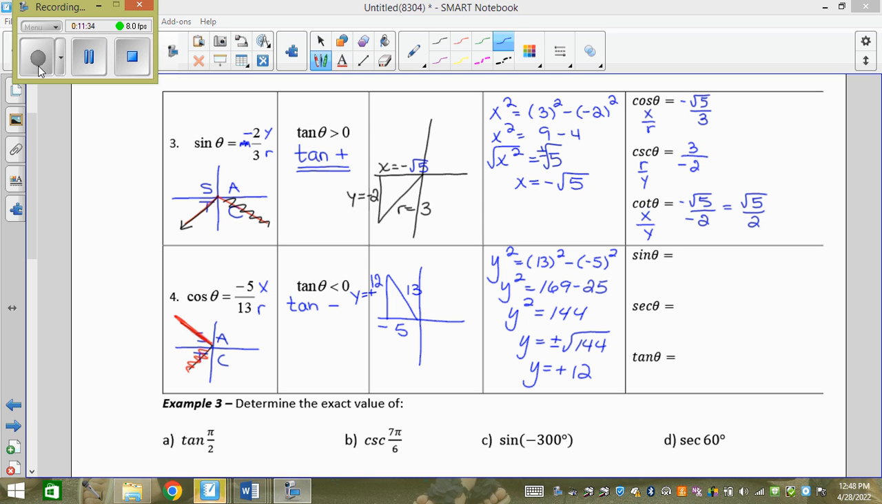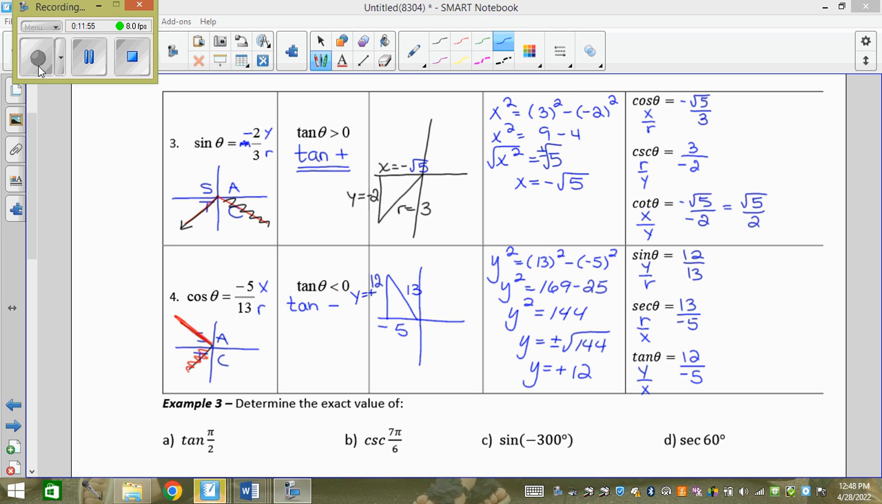So sine is y over r. So we're going to get 12 over 13. Secant is r over x, so it's going to be 13 over negative 5. And then tan is y over x, and so it's going to be 12 over negative 5.